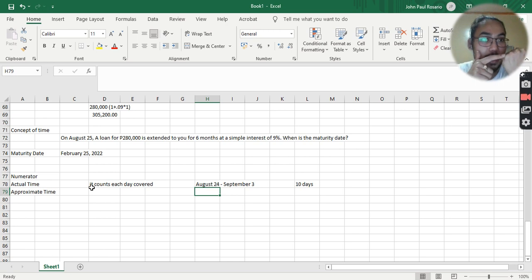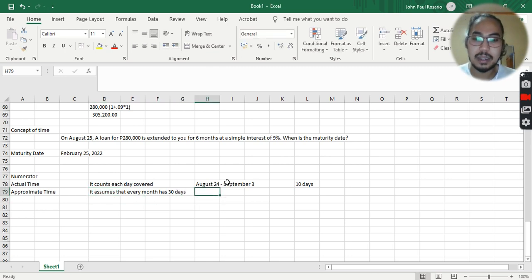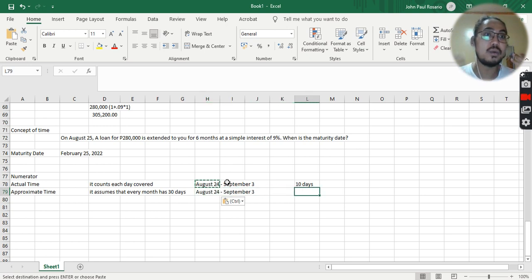Okay, so again, January, February, March, April, May, June, July, August, September, October, November, December. For approximate time naman, what it states is that it assumes that every month has 30 days. So if every month has 30 days, August 24 to September 30, your counting is as if August has only 30 days.